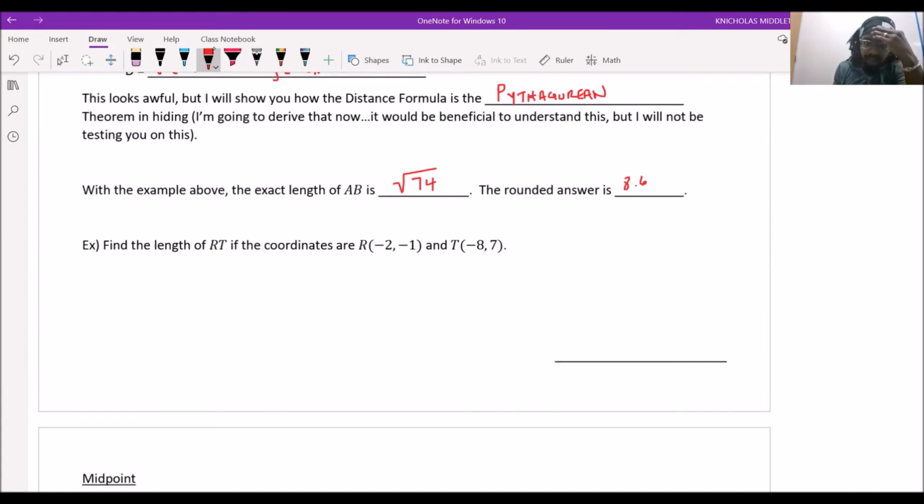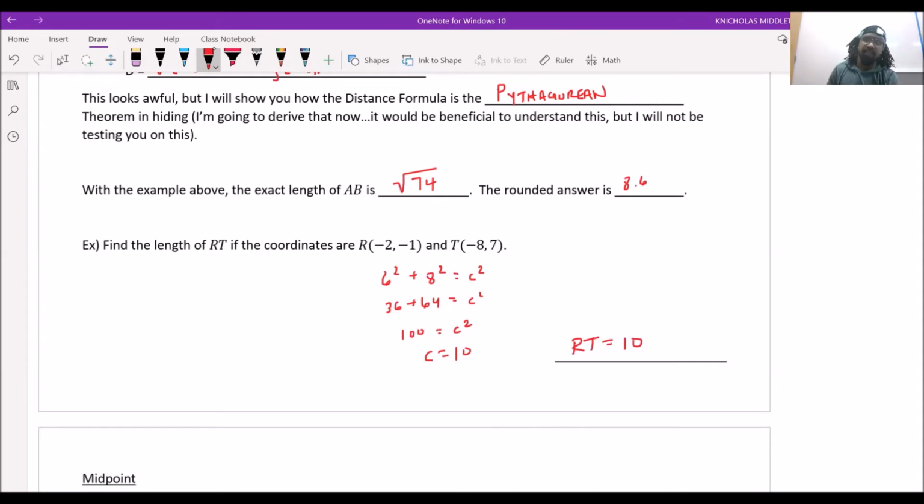But take a second, try to find the distance between RT. So here I'm going to say, okay, negative 2 and negative 8 are 6 away from each other, so 6 squared. Negative 1 and 7 are 8 away from each other, 8 squared. That's 36 plus 64, that's 100, right? Pythagorean theorem. So if c squared is 100, that must mean that c is 10. Or RT, I guess is better to see, is 10.